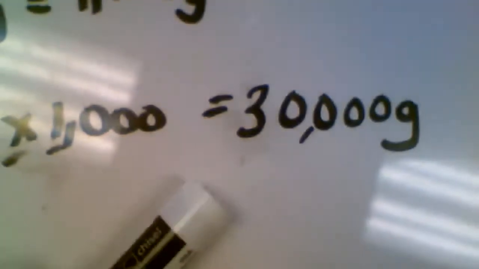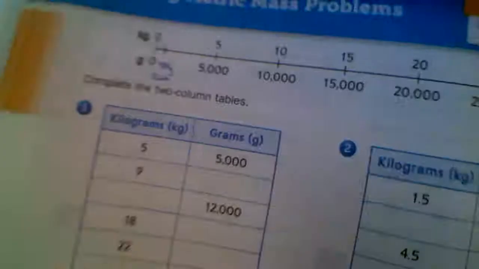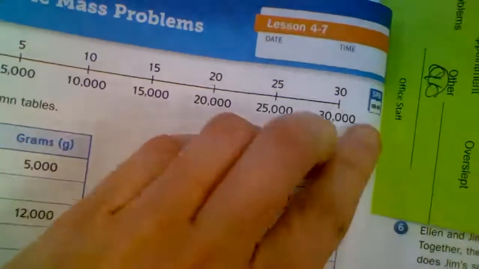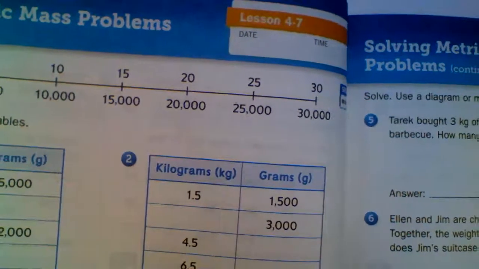Okay. So how could we have found that faster using something else that they've given us on page 124? Well, we could look at that scale. So 1 kilogram, or we could even just look at the top. So we go our kilograms, we've got 0, 5, 10, all the way over to 30, which would be 30,000 grams. So we did that correctly.